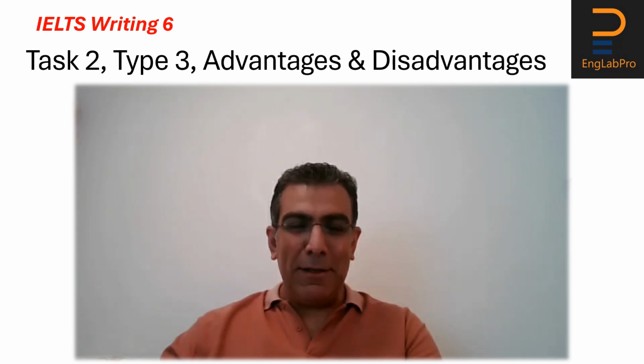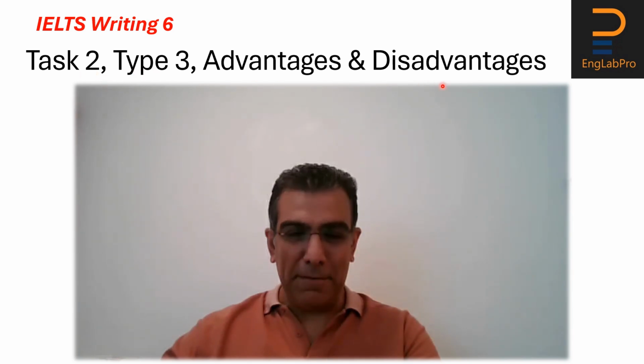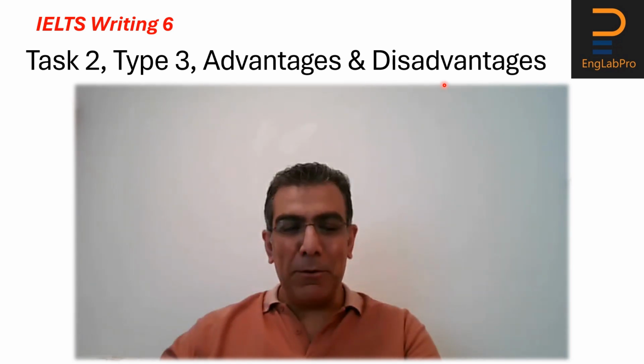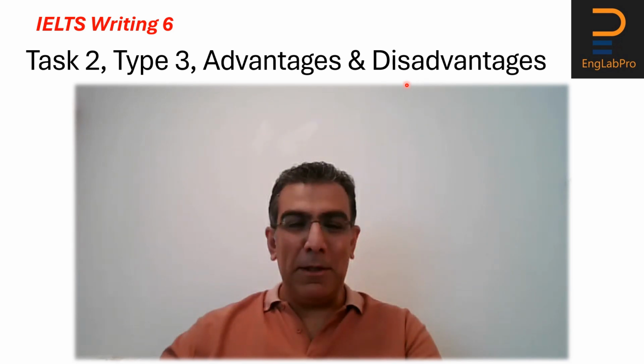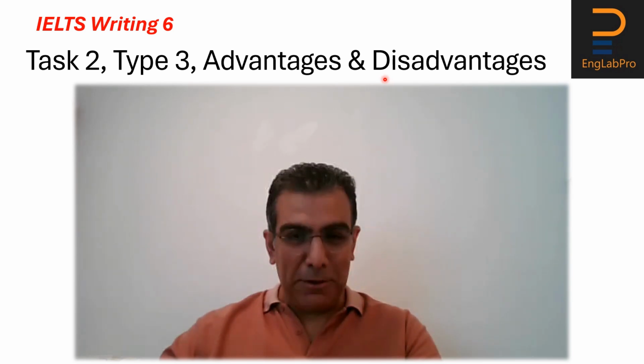I'm Mo. We're going to continue our IELTS writing course for getting 6 with the third type of questions for task 2 called advantages and disadvantages. First, we're going to go through the form of the question and then we will see an example through brainstorming and then a sample writing. And finally, we will go through some expressions that are going to be useful for writing this type of questions. Let's start.